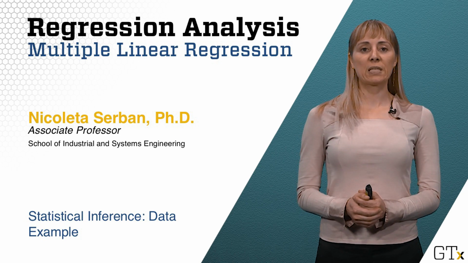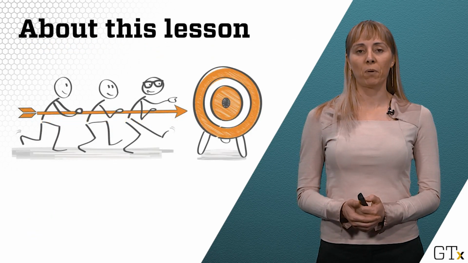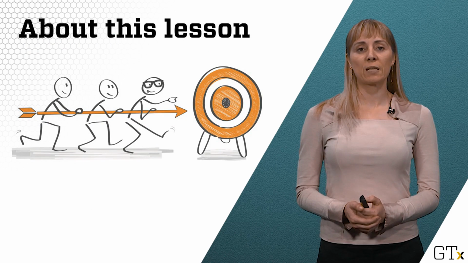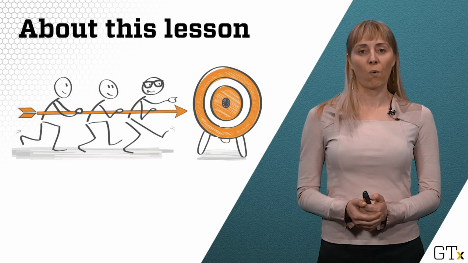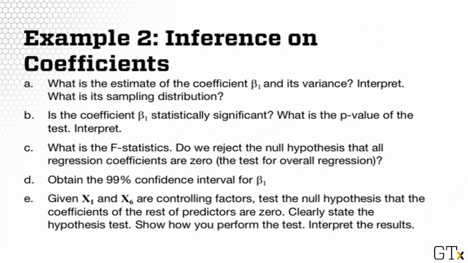The topic of this lesson is the implementation of statistical inference with a data example, and I'm going to illustrate that example using the R statistical software. We're going to use the second example where we're interested in a variation in the mean SAT score, and we'll learn how to include controlling factors and explanatory factors in a model.